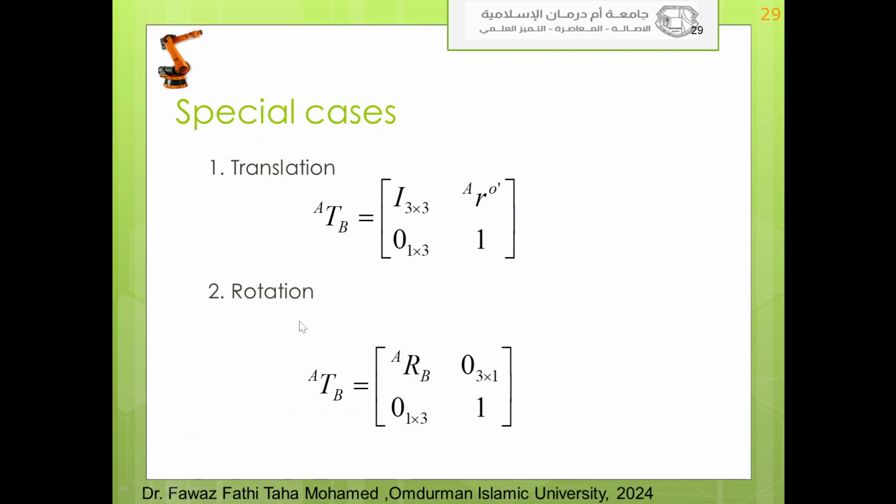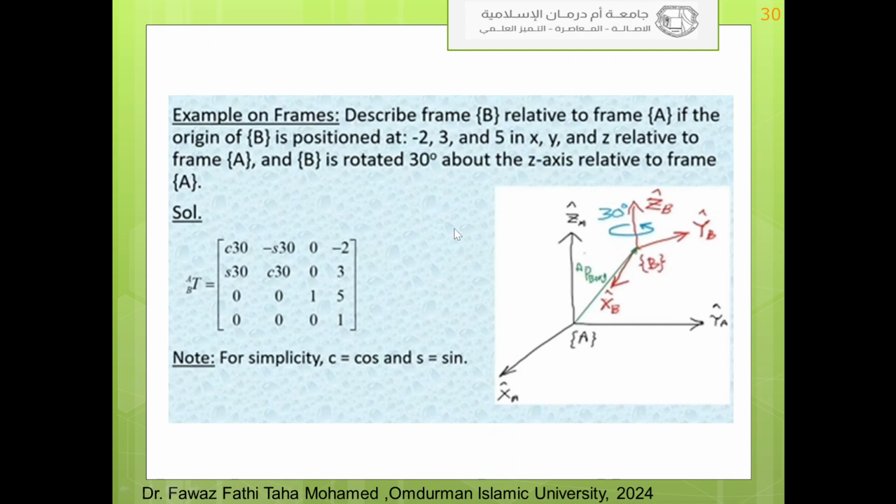If we have just rotation, here we will have a 3 by 1 vector equal to 0, and just a rotation matrix. Here is an example: describe frame B relative to frame A if the origin of B is positioned at minus 2, 3, and 5 in XYZ. So here we have the translation.